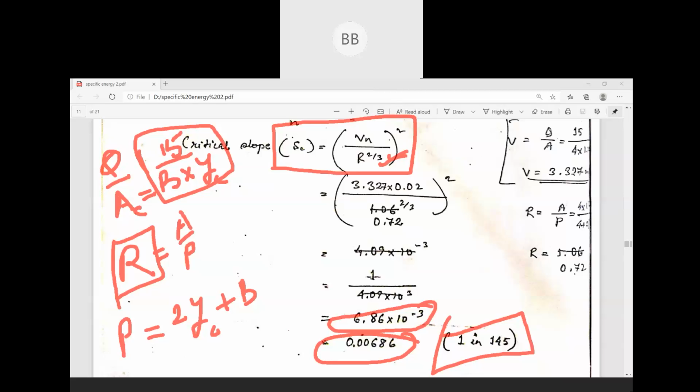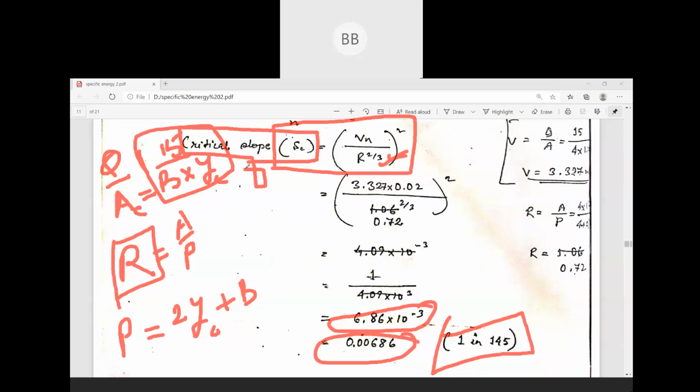So this is how you can calculate the alternate depth for a particular specific energy, and then you can find out the Froude number, then you can find out the critical depth along with the critical slope. We are going to end this meeting here. If you have any doubts you can ask me, or in the next class we are going to solve some more numericals related to specific energy.